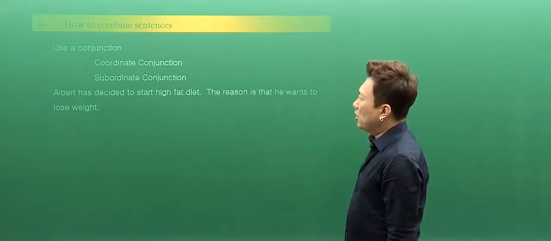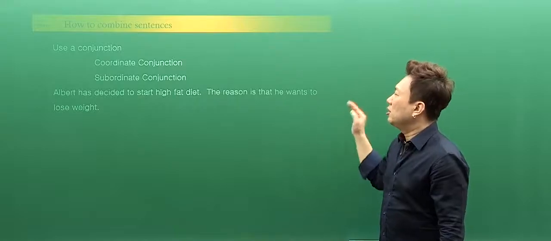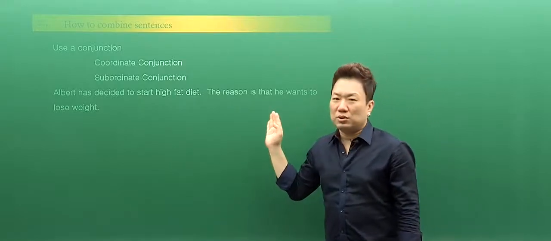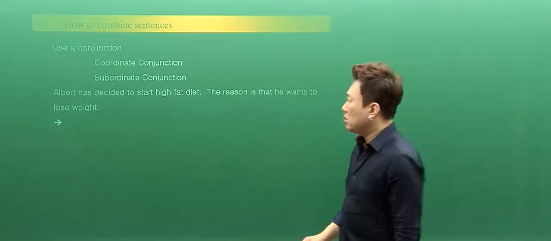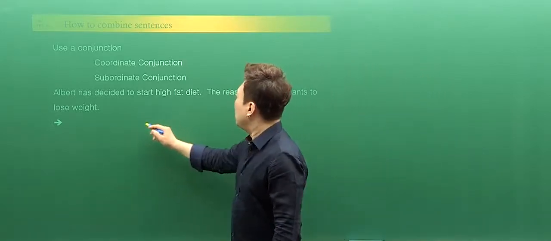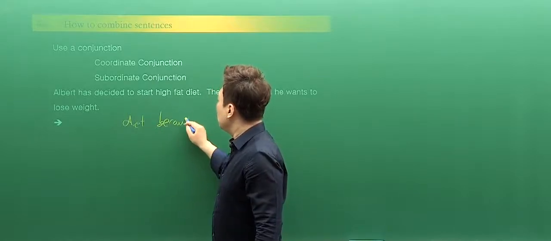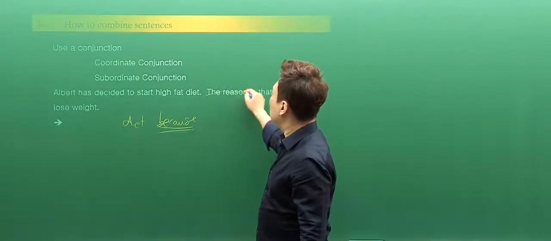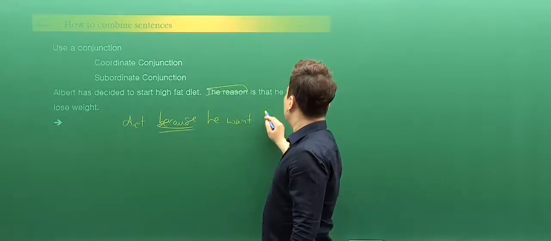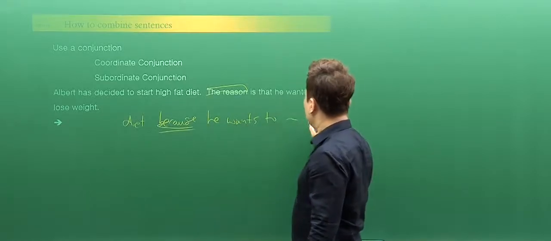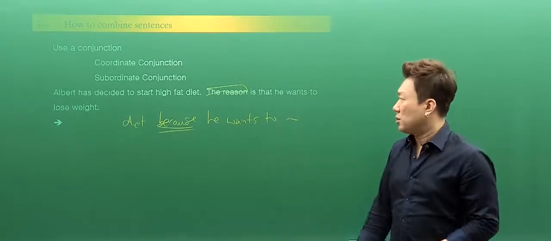So how do we combine those 2 sentences? Albert has decided to start a high-fat diet. The reason is that he wants to lose weight. So we simply use what? Not the coordinate conjunctions. Because is a subordinate conjunction. Because what is the reason? Okay? Because he wants to. So you have to choose this sentence as the answer choice.